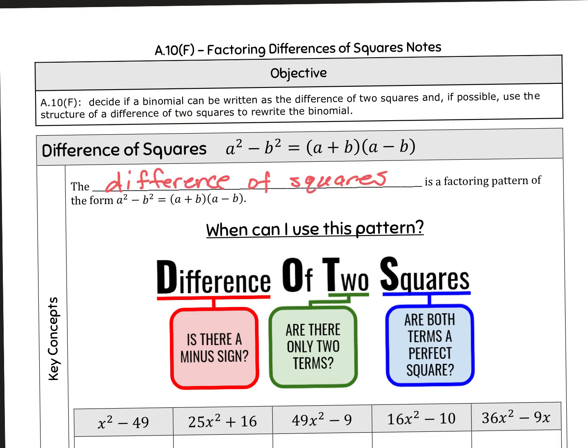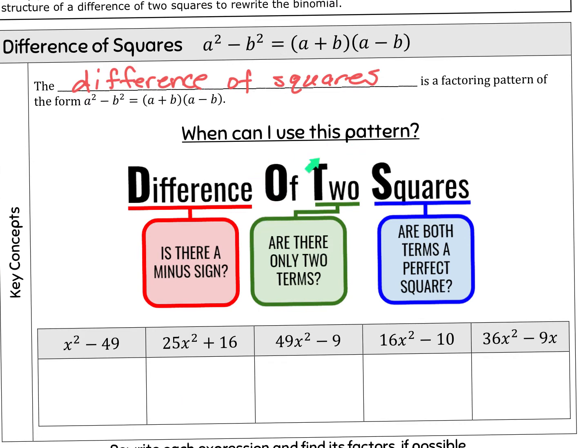All right, so the difference of squares is a factoring pattern of the form a squared minus b squared, which factors into a plus b and a minus b.